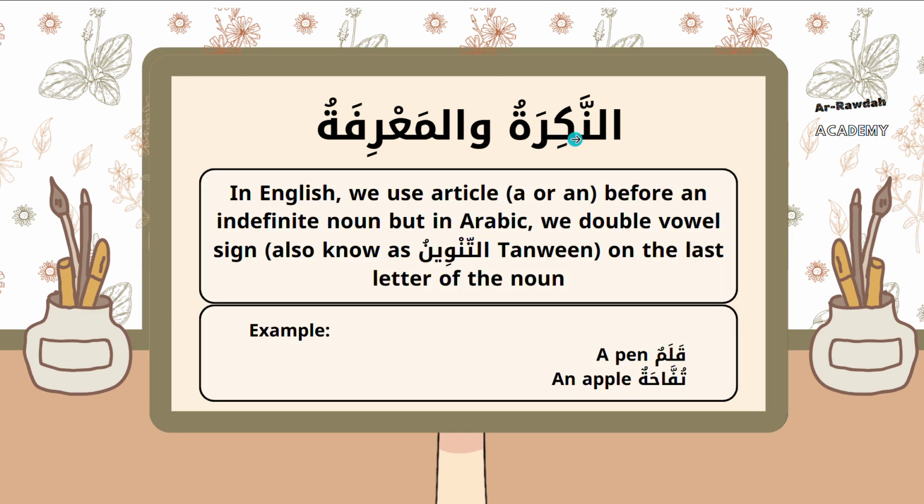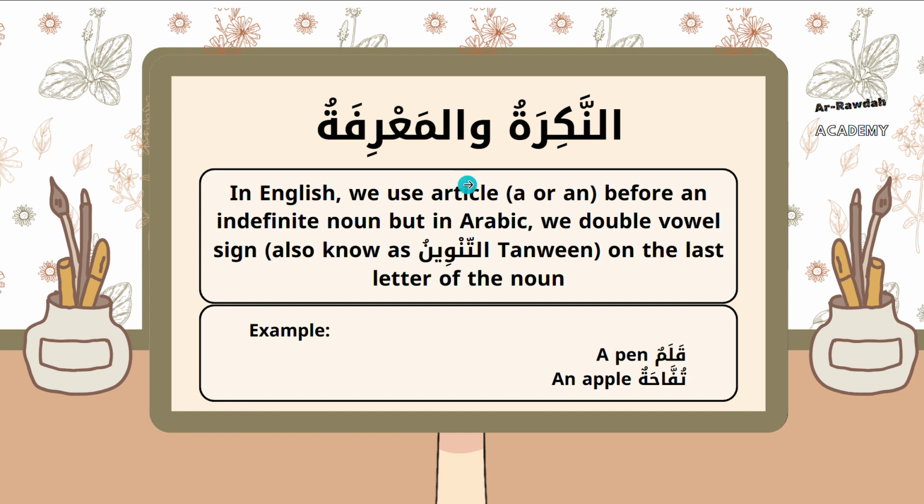In English language, when we want to express an indefinite noun, we use the article a or an. We say a boy, a pen, an apple, an aeroplane, and so on. So, how do we express an indefinite noun, which is in the case of nakirah? How do we express it in Arabic language?